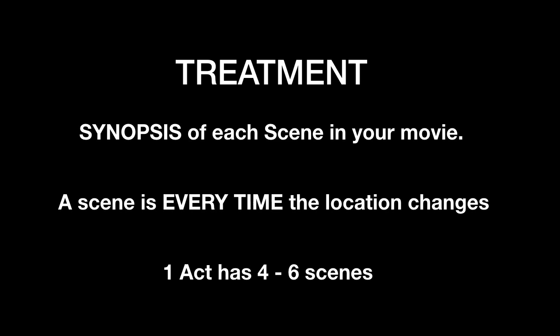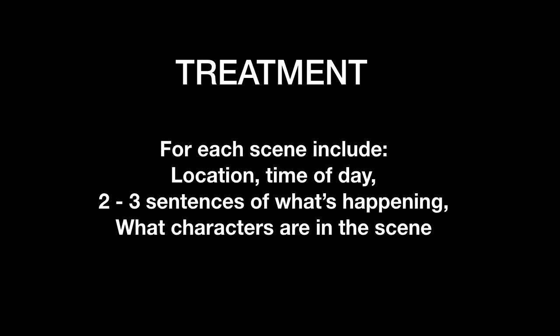So in order to create a treatment, you need to know how a scene is defined and how many scenes are in one act. So defining a scene is very easy. Every time the location changes, that's a scene. If I'm in my kitchen, then I'm in my bedroom, those are 2 different scenes. In general, one act is anywhere from 4 to 6 scenes, depending on the length of the scenes. And of course, one act needs to contain some sort of conflict.